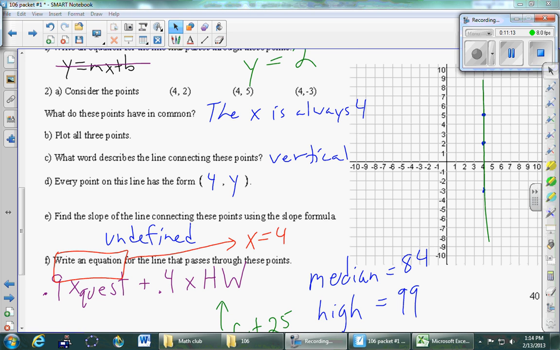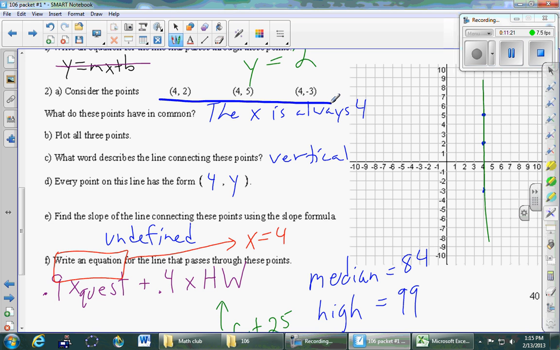Okay, so let's come back together and think about all these different answers. The consistent theme for these points is that the x is always the same. In this case, the x is always 4. And then we plotted the points, and what kind of special line did we have? A vertical line. And every point on this line has the form 4 comma something.